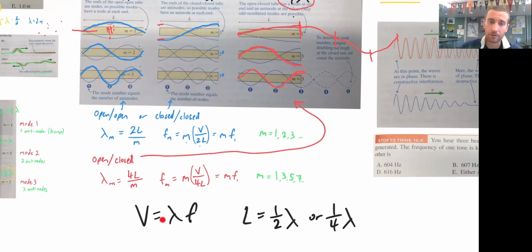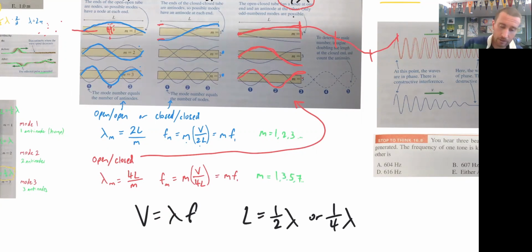Wave speed is equal to wavelength times frequency. If you remember this equation and use it for everything, and then just remember closed-closed and open-open are the half wavelength ones, and open-closed is the quarter wavelength one for the length, you'll be fine. You can just logic it out from there. And that's how I solve all of them.